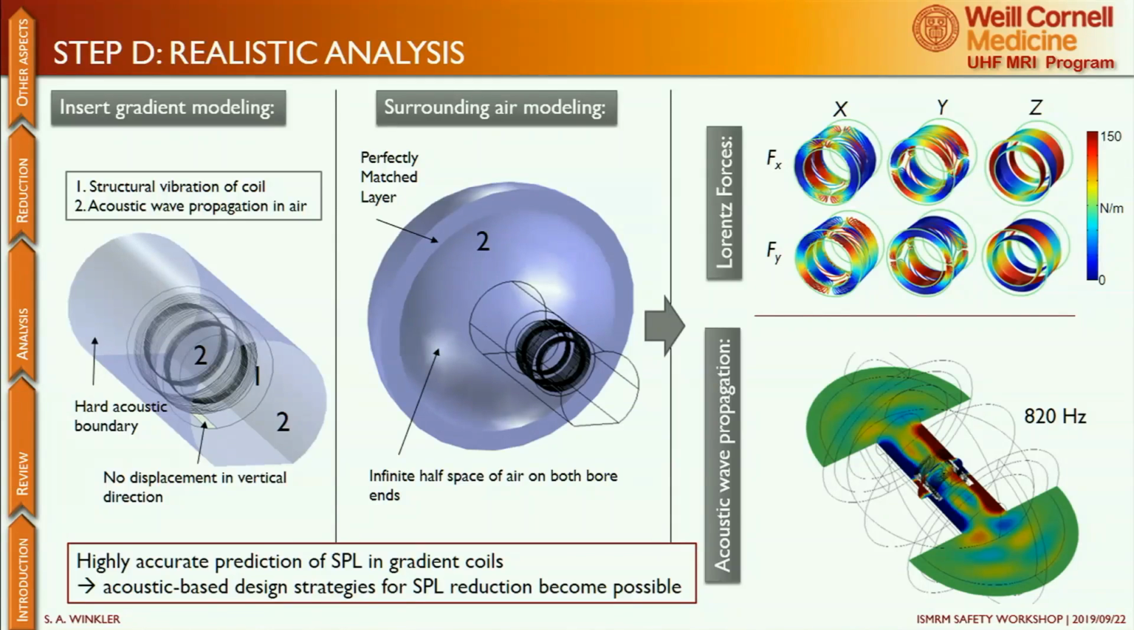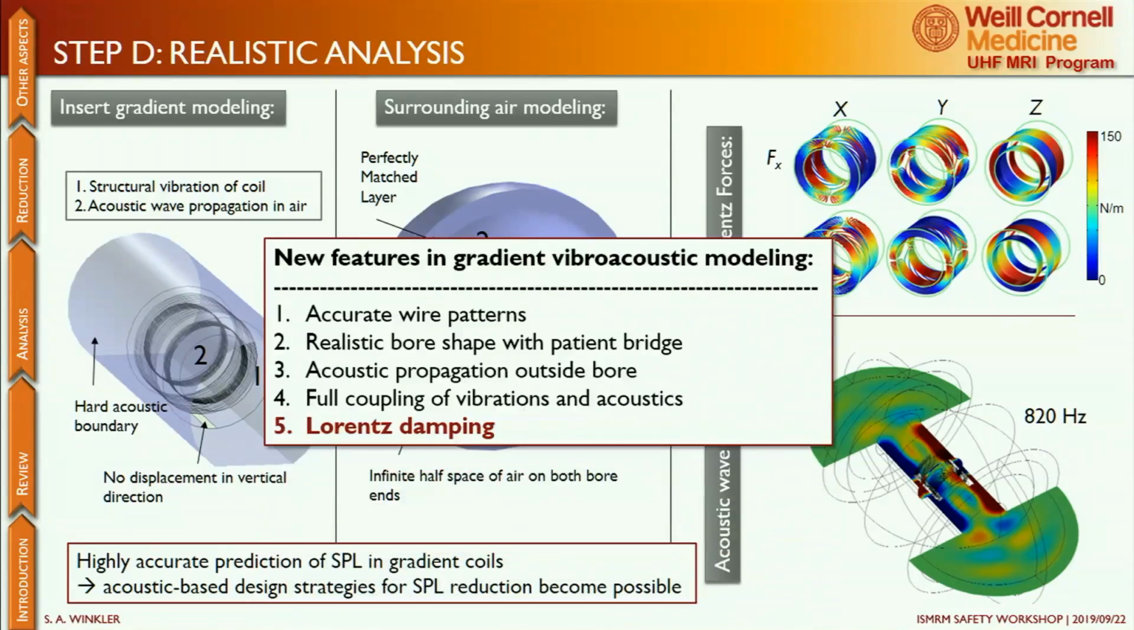And this was going to be a video, but my slides crashed. So what you would see here is that there's a mix of resonance, and then these waves really travel outside into the air, which is an important aspect that changes things a lot. So these new features include the accurate wire patterns and all these other things that I mentioned. Lorentz damping is something I will explain in a little bit.